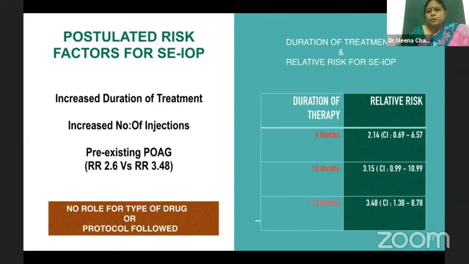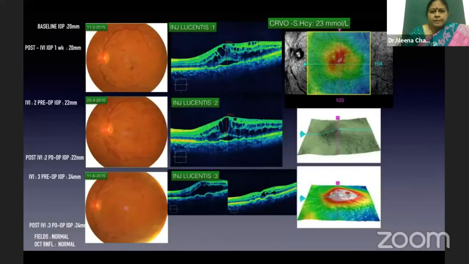That means there is no role whether we are using ranibizumab, bevacizumab, aflibercept, or brolucizumab, or the protocol that we follow, whether we are giving therapy on a fixed monthly injection basis, or giving the loading 3 doses and following a PRN basis, or a treat and extend concept. Whatever is the protocol that you follow, it has no specific effect on the sustained elevation of intraocular pressure.